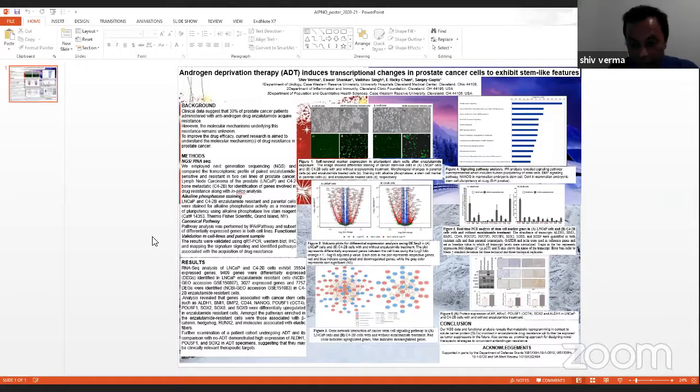But in conclusion, our NGS data and functional analysis reveal metabolic reprogramming in context to solute carrier, in context to stemness of the genes. And these are promising approaches for designing novel therapeutic strategies to circumvent androgen deprivation resistance. Thank you very much.